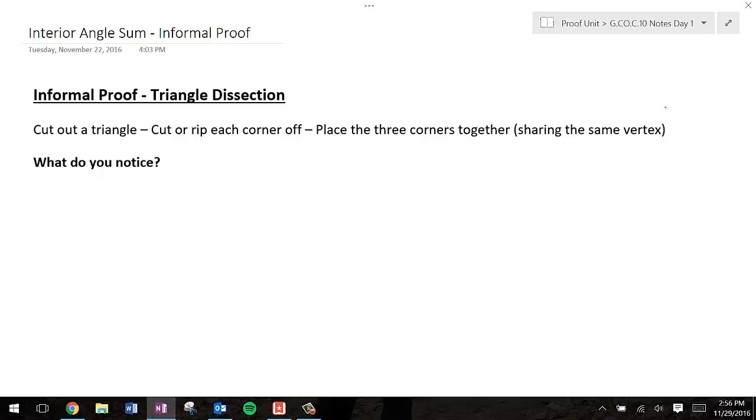And for each of these proofs, there's three different types. There's an informal proof, there's a classic proof, and then there's a transformational proof. So we use our transformation technique that we've learned already. The informal proof, I'm going to allow you guys to try on your own.